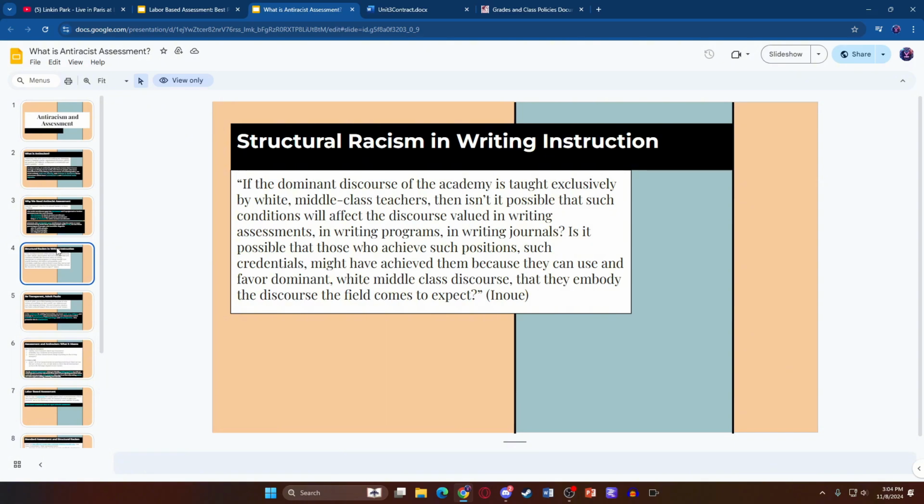So this is a quote from SIUC, who we draw a lot of our stuff from for labor-based assessment. So he says, if the dominant discourse in the academy is taught exclusively by white middle-class teachers, then isn't it possible that such conditions will affect the discourse valued in writing assessments, in writing programs, and writing journals? Is it possible that those who achieve such positions, such credentials, might have achieved them because they can use and favor dominant white middle-class discourse, that they embody the discourse the field comes to expect?